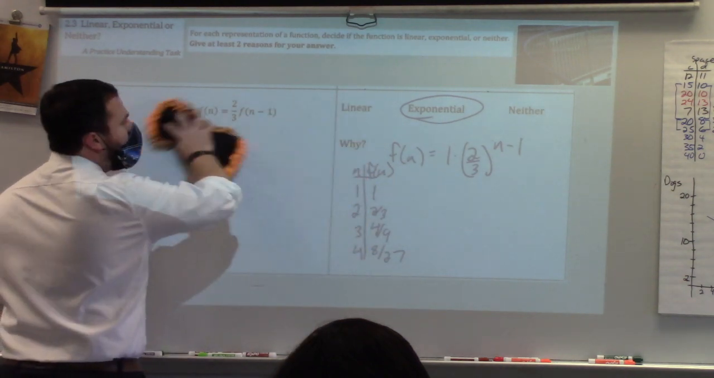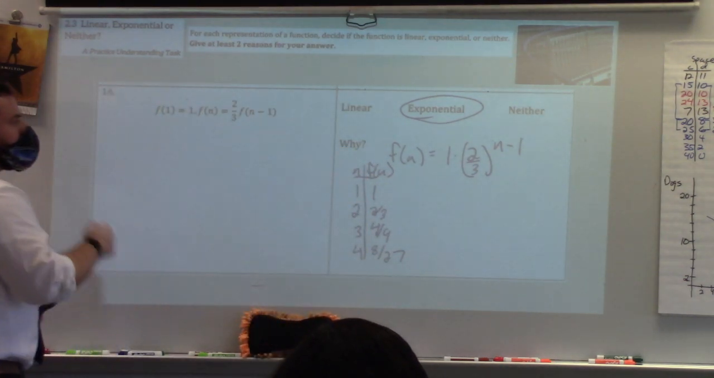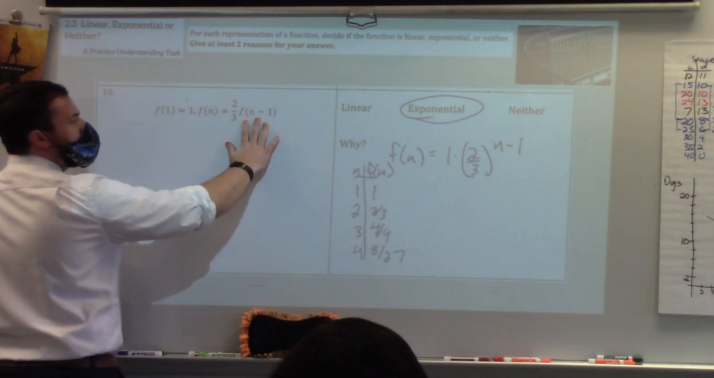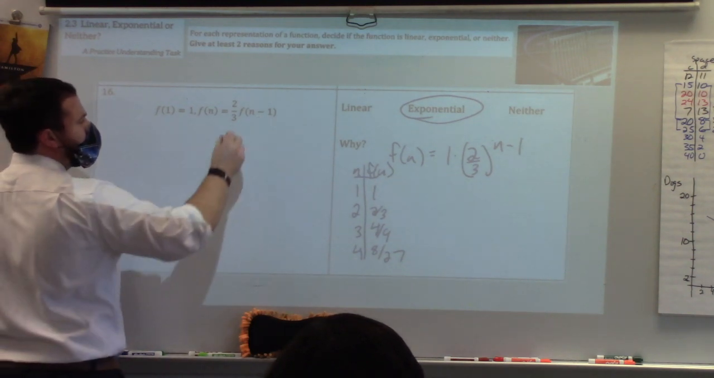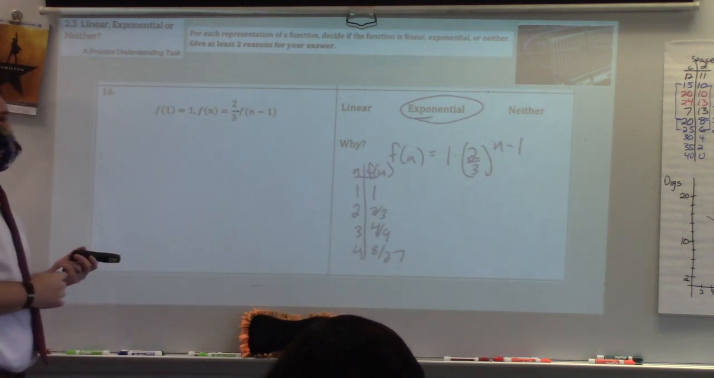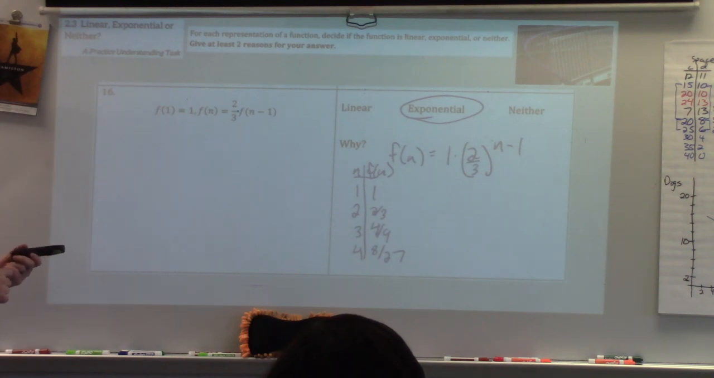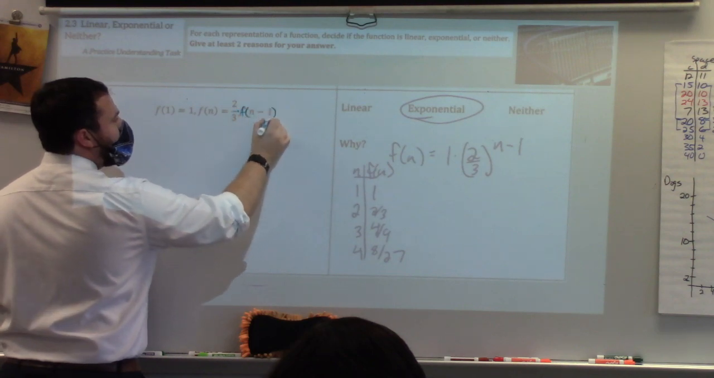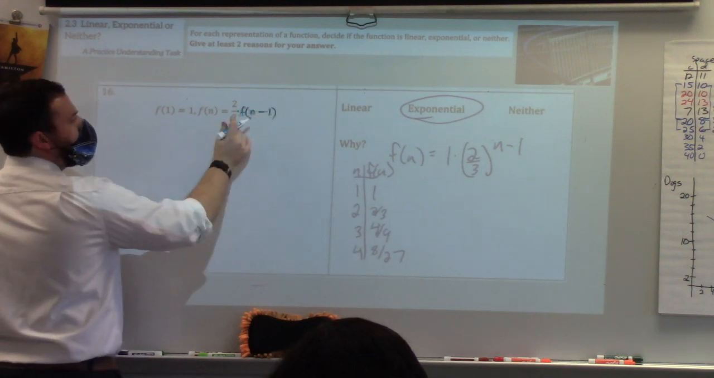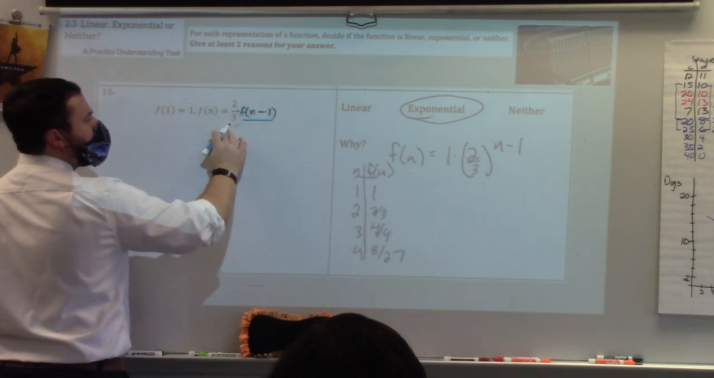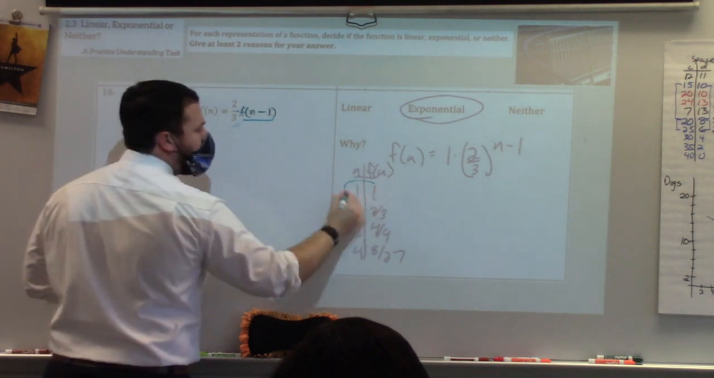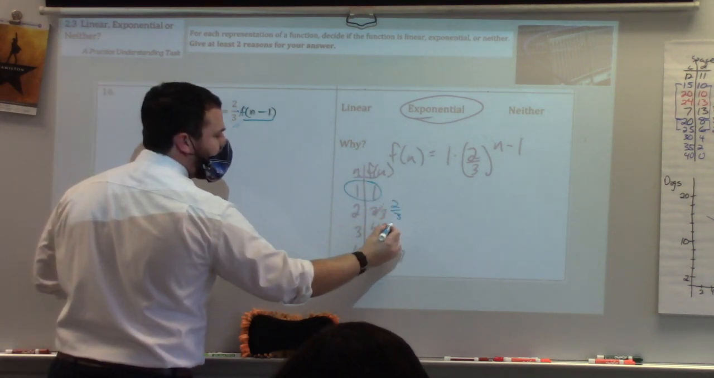Again, what type of equation is number 16? Recursive. What am I repeatedly doing to the previous value? Multiplying by. So remember, f of n minus 1, that's the output. That's the previous output. What am I doing to f of n minus 1? Oh, multiplying it by 2. Right. So I started at 1, and then I repeatedly multiplied by 2.